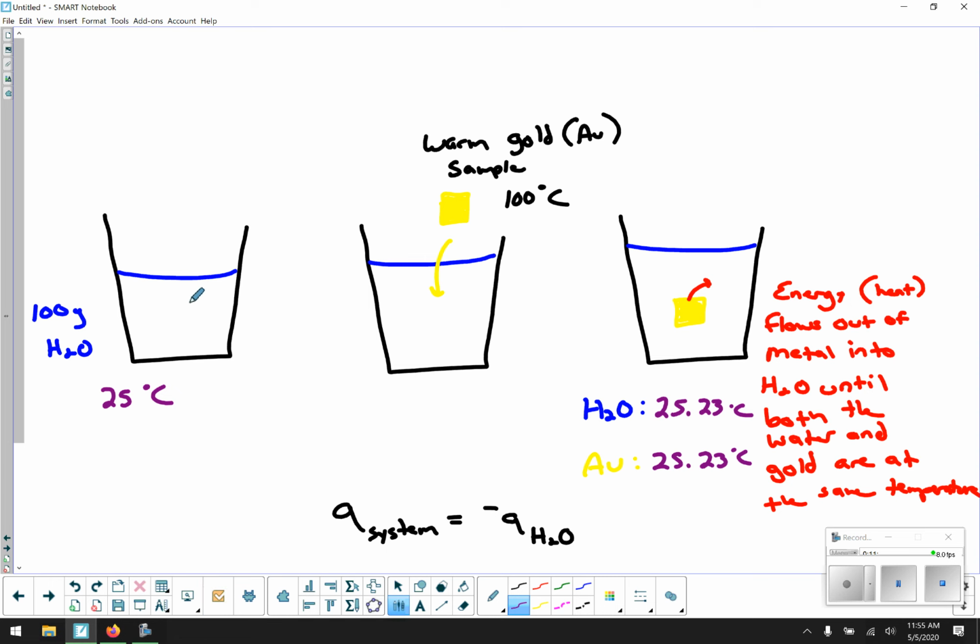The other thing is, remember, water is 1 gram per milliliter. So we're always going to know how much water we start with, and we're always going to know the starting temperature of the water because we set that as part of the calorimeter setup. So I know I had 100 grams of water starting at 25 degrees Celsius. That's a good thing to know.